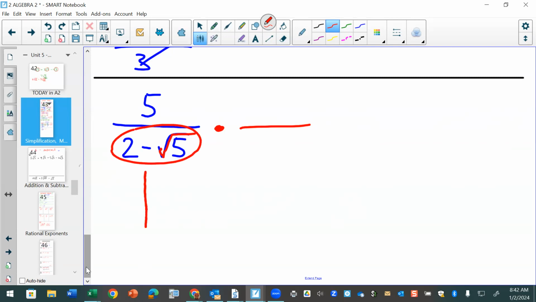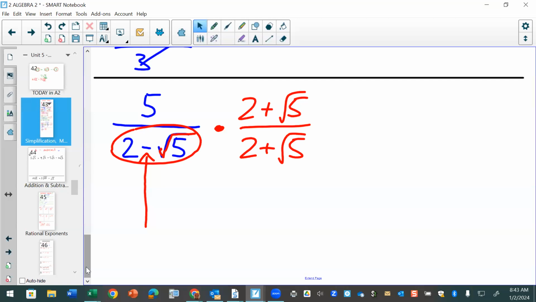Change what? Change that to what? Okay. After that, I think you got it. Go ahead and distribute the top, FOIL the bottom, bing, bang, boom. We're done for the day. Simplify. Multiply by 2 plus radical 5 over itself.